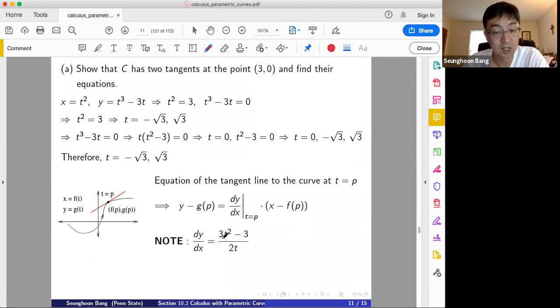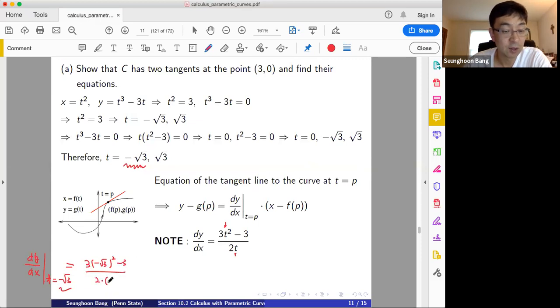So dy/dx is 3t squared minus 3 over 2t from the previous calculation. Next, you can define this one. How can you find it? The t is negative root 3. You plug negative root 3 in here and find dy over dx first. What's dy over dx at t equals minus root 3? You can plug minus root 3 into t. So here we have 3 times minus root 3 squared, minus 3 over 2 times minus root 3.